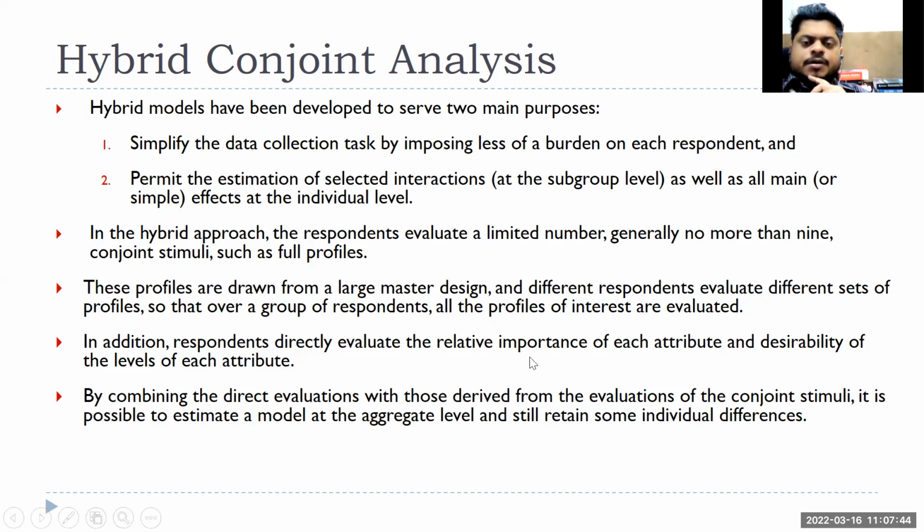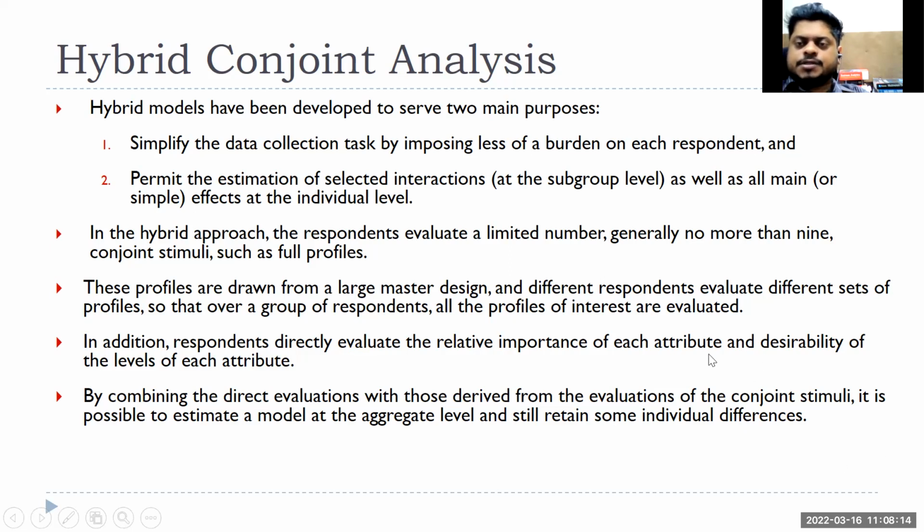Then in addition, respondents directly evaluate the relative importance of each attribute and the desirability of the labels of each attribute. Additionally, after my conjoint gets over, I'm asking what is the importance of price to them? What is the importance of, like we did in that adaptive conjoint, what is the importance of packaging to them? What is the importance of fat content in the milk to them, right? By combining the direct evaluations with those derived from the evaluation of the conjoint stimuli.